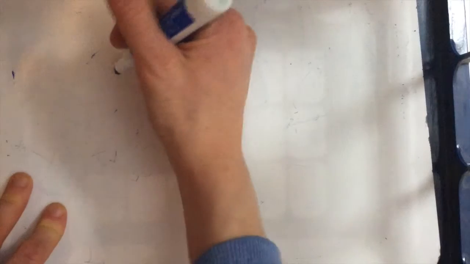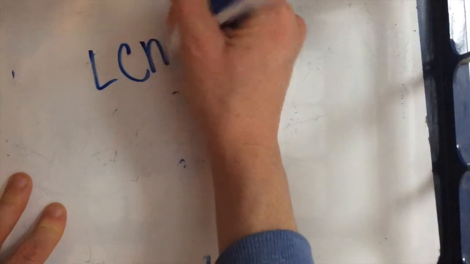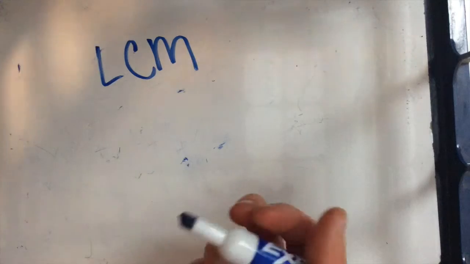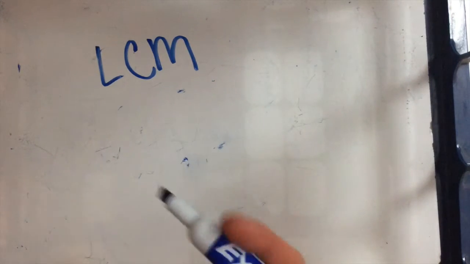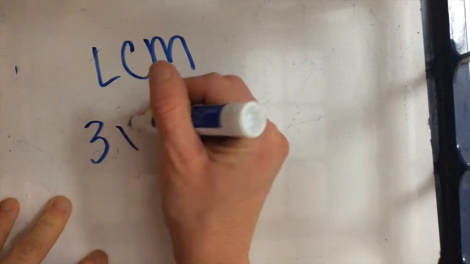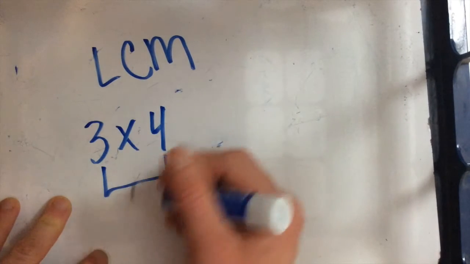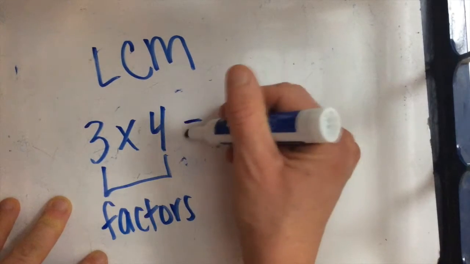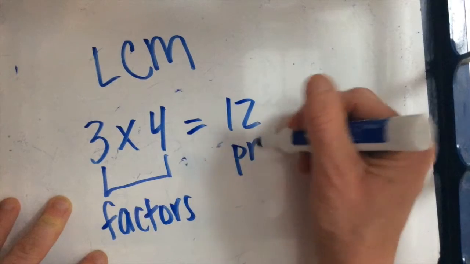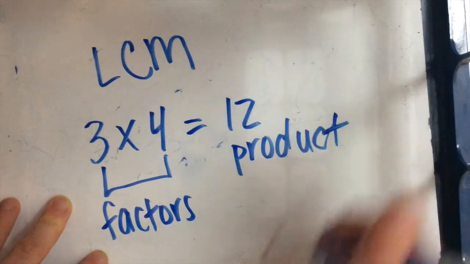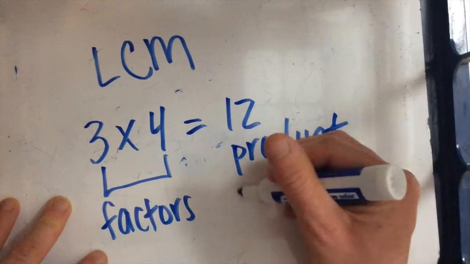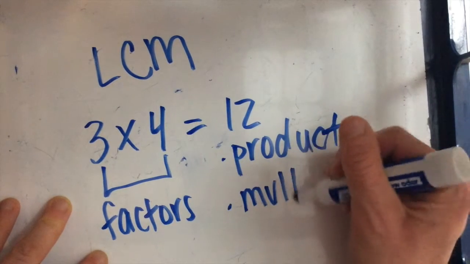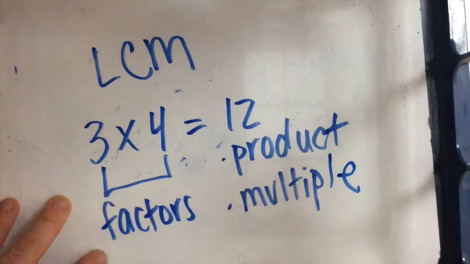The least common multiple, which we will abbreviate LCM, okay? Multiple is another word for a product, okay? So whereas we had 3 times 4, for example, those were our factors, we said 12 was the product of 3 times 4. 12 is also a multiple of either 3 or 4, okay?